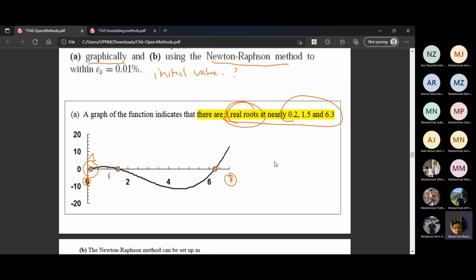The first one is nearly 0.2, second is nearly 1.5, and another one is at 6.3. Itu berkata kepada kita tempat mana kita plot graph tu. So kita kata di 0.2, 1.5 and 6.3. So kita punya real root kat situ. Okay.